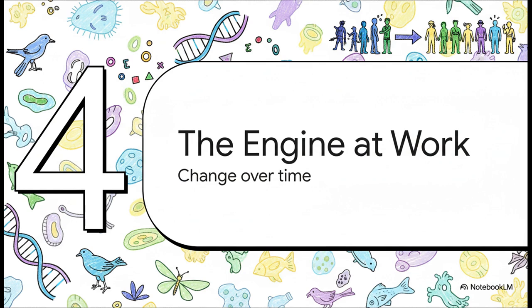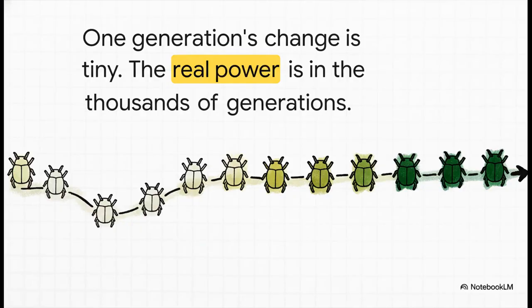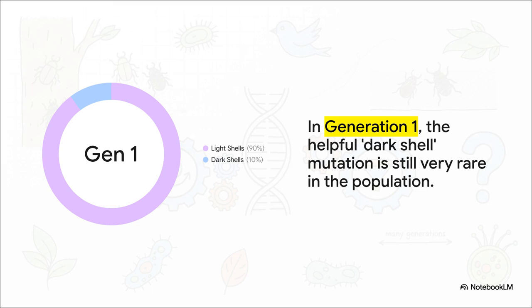Simple. But now, let's see what happens when you let that engine run, not for a year or one lifetime, but for thousands and thousands of generations. And this is maybe the most important thing to get. A tiny change in one generation, you won't even notice it. The real magic, the real power of evolution is time. It's about tiny, tiny advantages adding up, one after another, generation after generation, over these huge, almost unimaginable stretches of time.